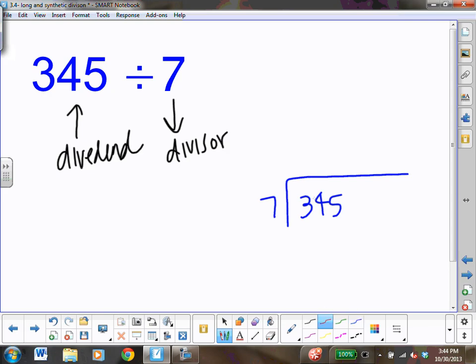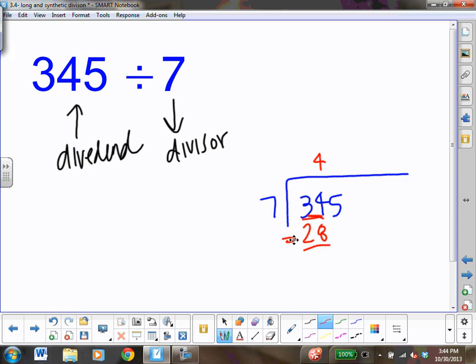And you went through. And you said, how many times does 7 go into 3? Well, it doesn't go in at all. So then you go to 34. How many times does 7 go into 34? Well, I know that 7 times 3 is 21, 7 times 4 is 28, 7 times 5 is 35, so the maximum number 7 goes into 34 is 4 times.